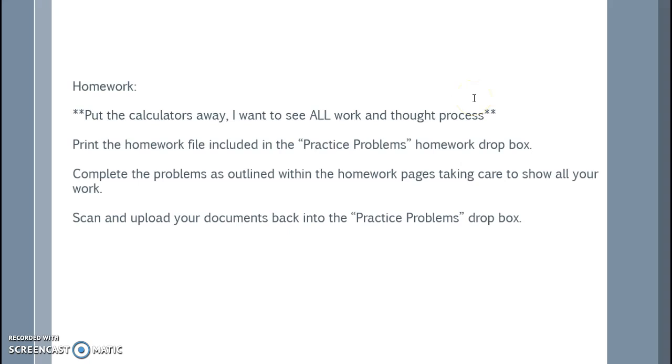Print the homework file included in the Practice Problems homework Dropbox. Complete the problems as outlined within the homework pages, taking care to show all of your work. Scan and upload your documents back into the Practice Problems Dropbox.